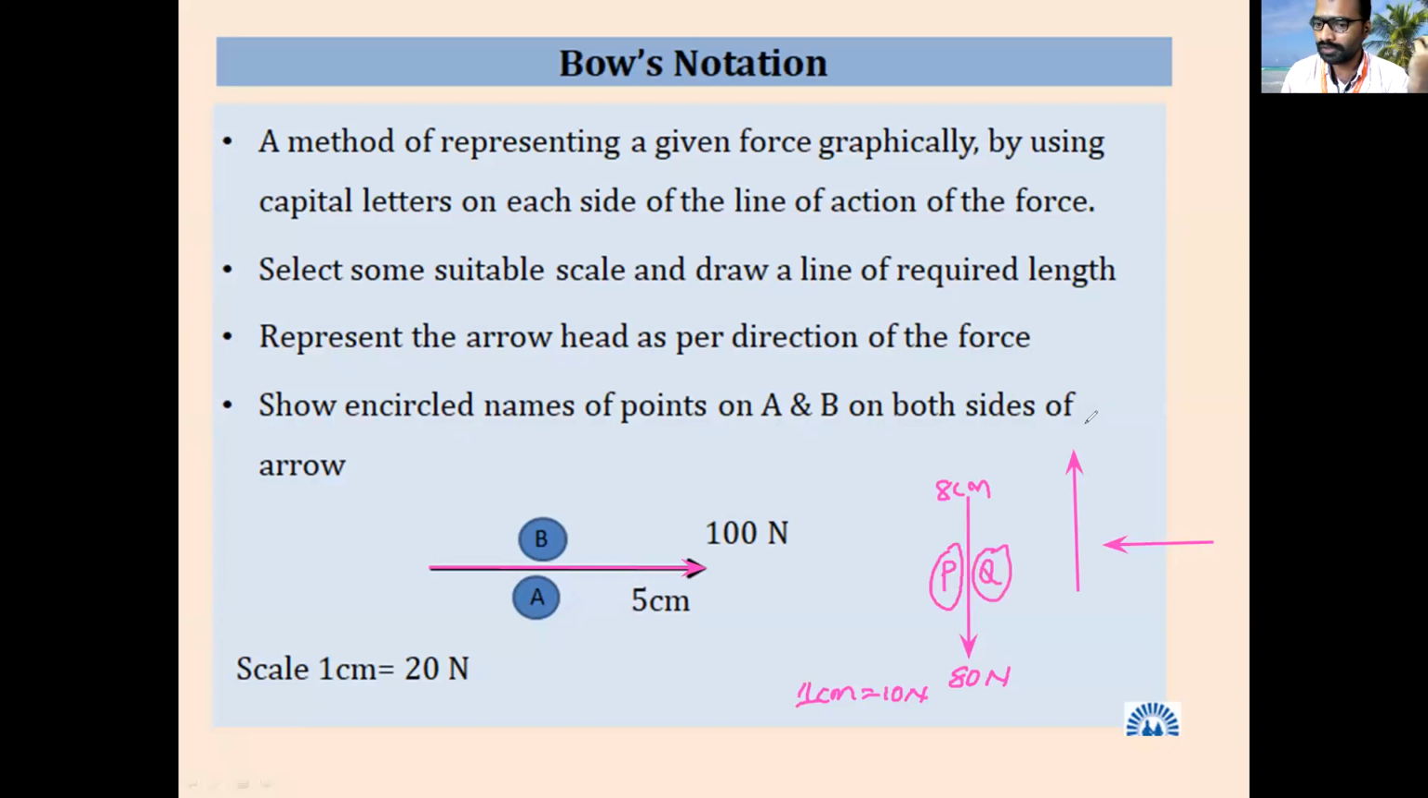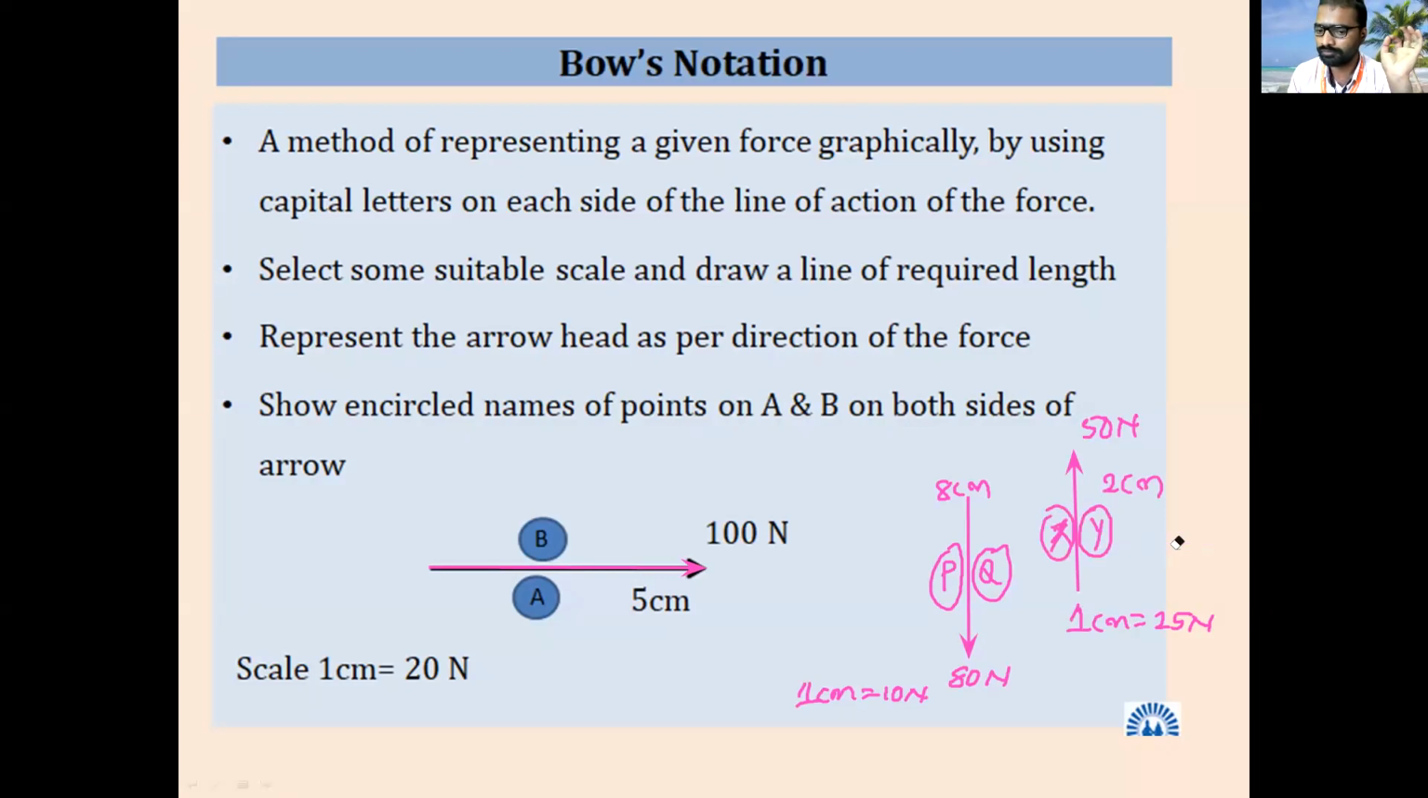Okay, everyone. This is 50 Newton force. So I will take 1 centimeter equal to 25 Newton. I am taking it randomly. It is my scale. So what is the length of this line? It is 2 centimeter. I will take this as capital letter X, encircled. This is capital letter Y, encircled. So this is how you have to represent.